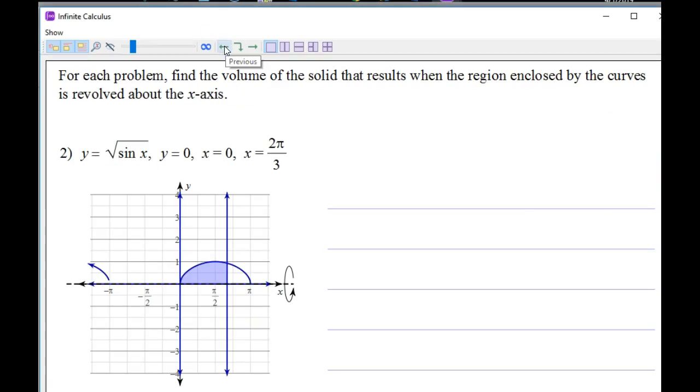All right, here we go. So Sean, what's my radius on this problem? Number 2, please. Radius is radical sine x minus 0. You don't need the 0. So we don't need the 0.